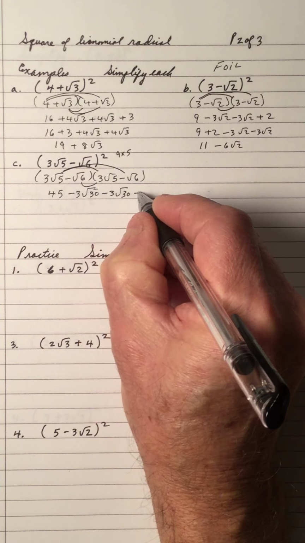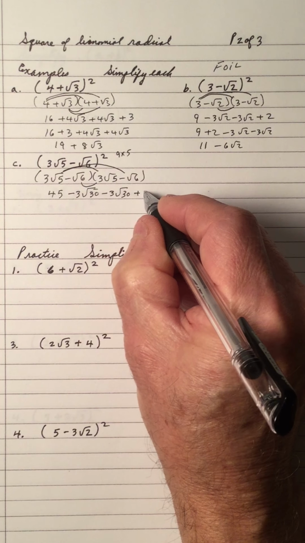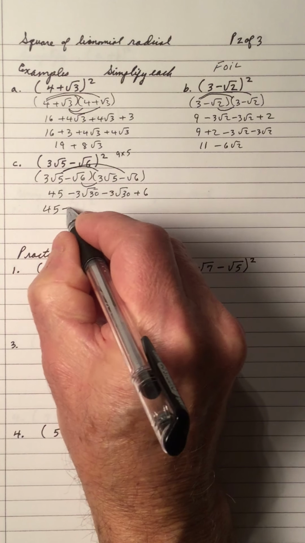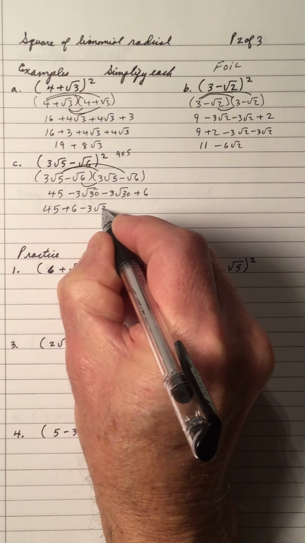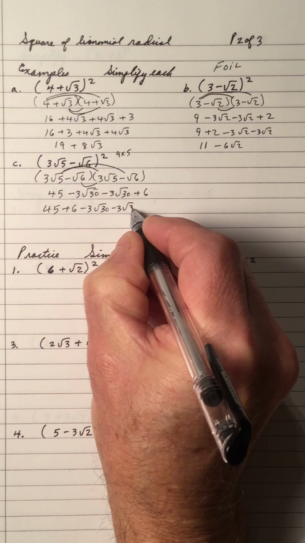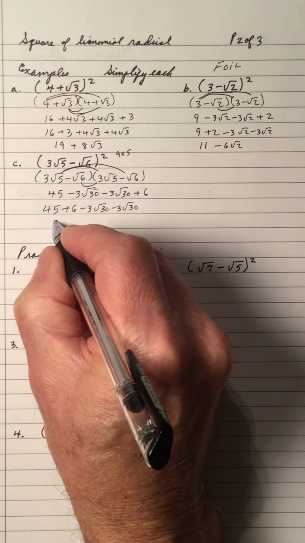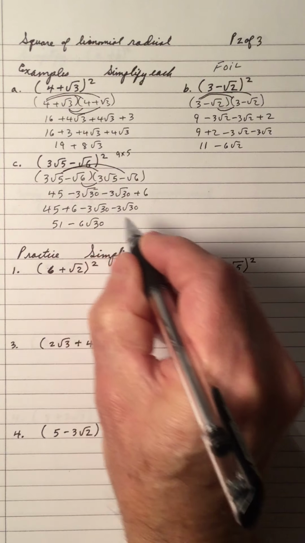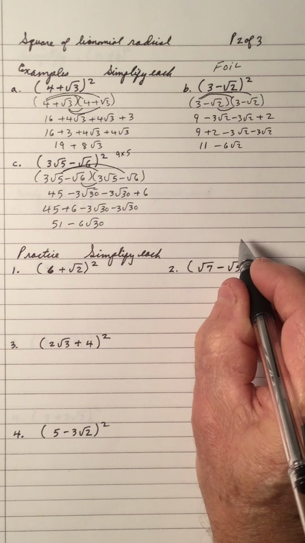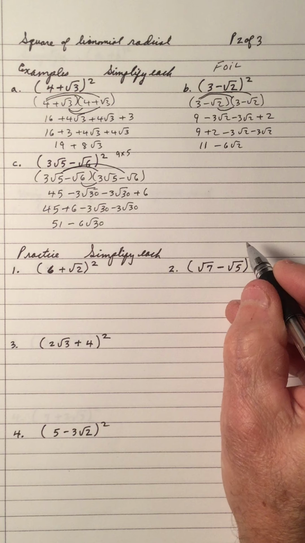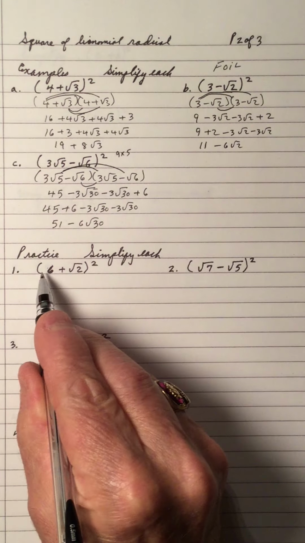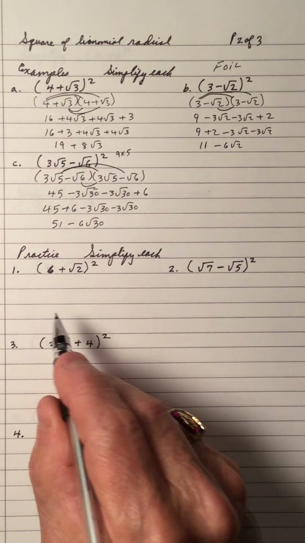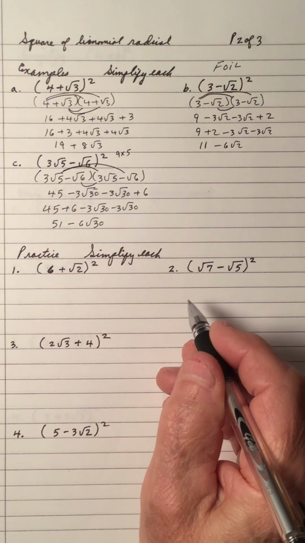And negative times negative is a positive. Root 6 times root 6 is root 36, which is 6. Group the like terms. And that's done. So that gives us a 51 subtract 6 root 30. So that's squaring. Squaring is multiplying by itself and using the FOIL. Practice means pause the video and work each one of these out. After you get one of them done, press playback to see if you're right and keep going.